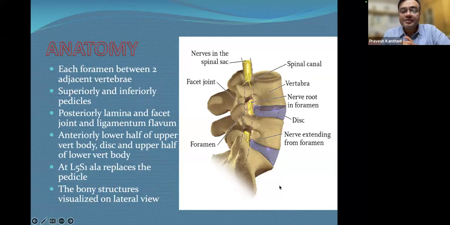Now coming to the anatomy. As you can see here, before we do any procedure, we should know two types of anatomy at least. One is the normal anatomy and the second is the fluoroanatomy. We know here that these are the two vertebrae, and there's a foramen in between these two vertebrae. Foramen means simply an opening. Now what are the boundaries of the foramen? The superior and the inferior boundary.